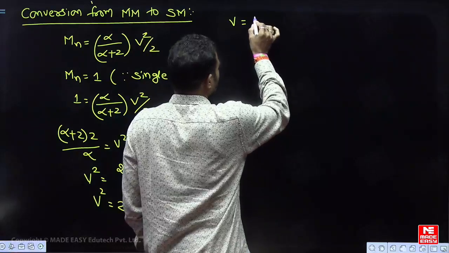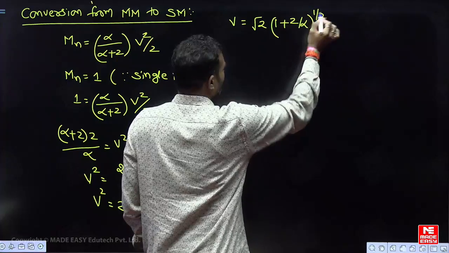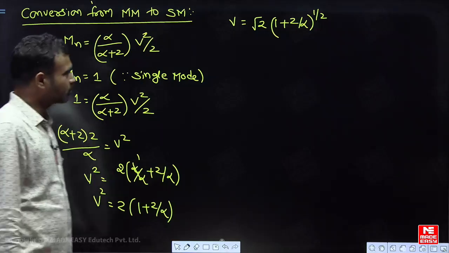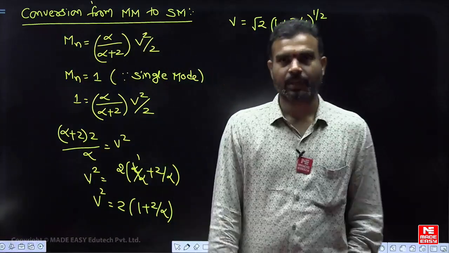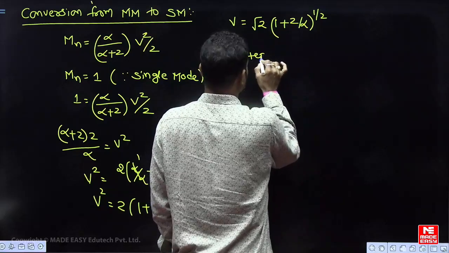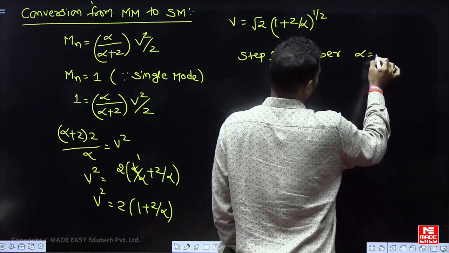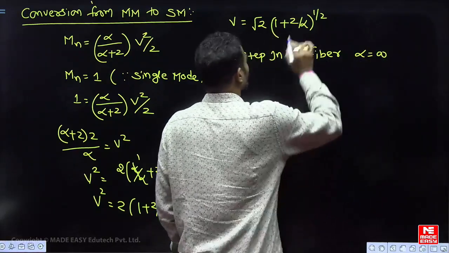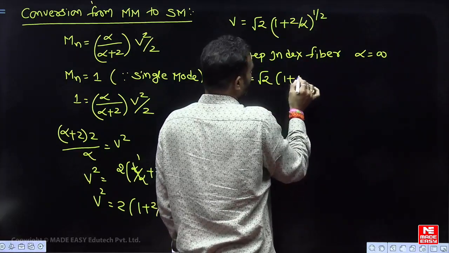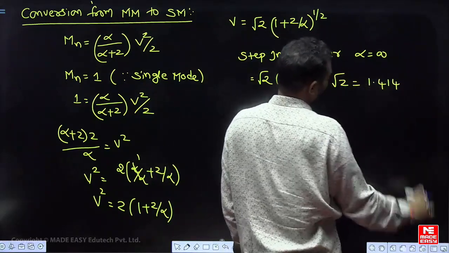Taking the root on both sides, V is root 2 into 1 plus 2 by alpha, whole to the power of 1 by 2. Now just observe clearly, when we talk about a step index fiber, we know alpha is equal to infinity. I will substitute here, and this entire term will become 0, so root 2 into 1 plus 0, whole to the power of 1 by 2, that is equal to root 2, that is equal to 1.414.